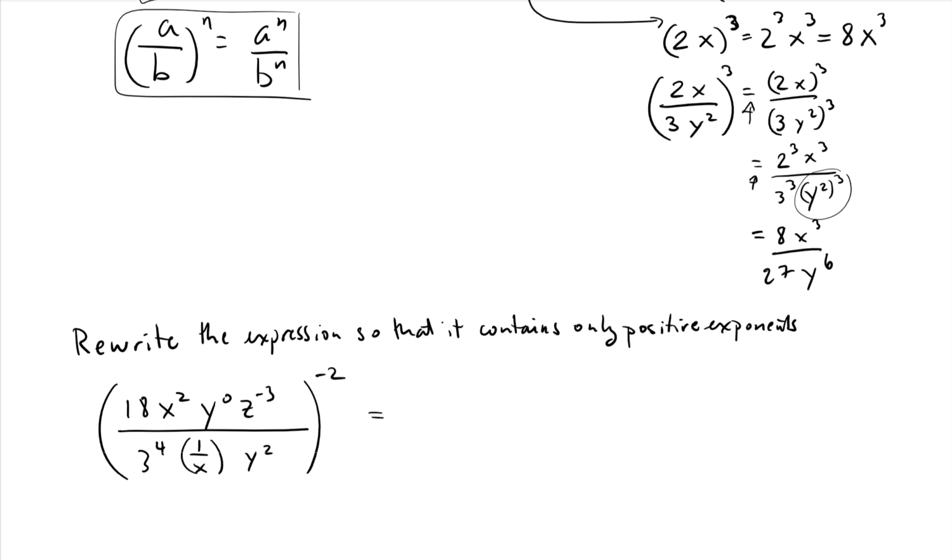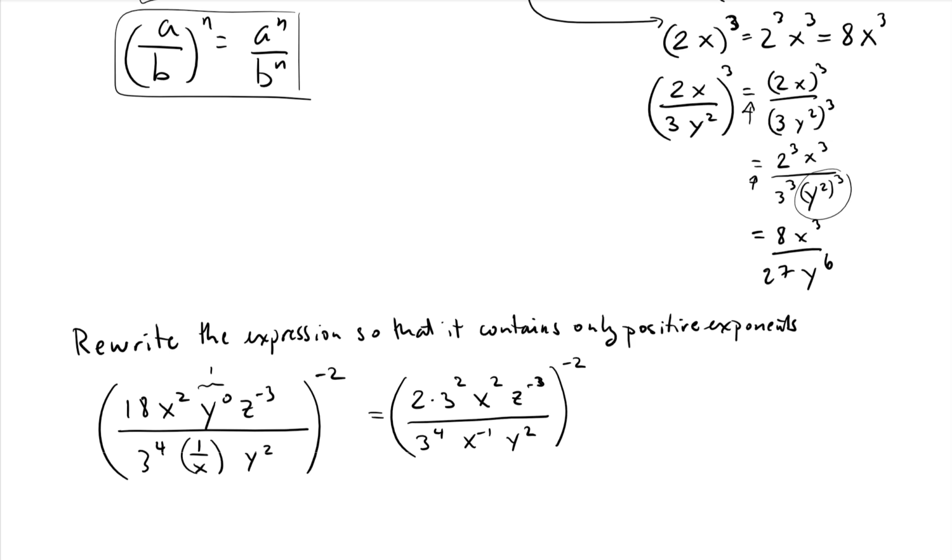So I'm going to write my 18 as 2 times 9 and 9 as 3 squared. This way I can maybe simplify the 3's together. Now x squared I'll keep like that. Y to the 0, that's 1, so I'm going to essentially ignore it. Z to the minus 3, and below I've got 3 to the 4. 1 over x, that's x to the minus 1, and y squared.